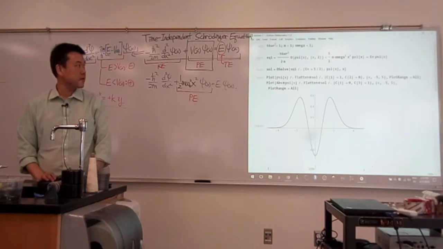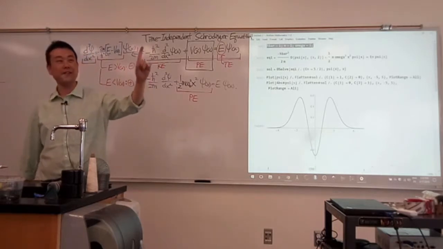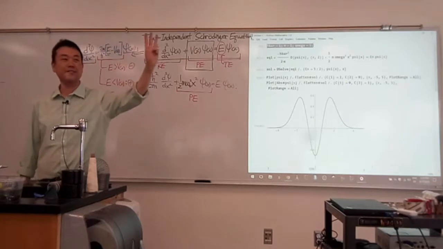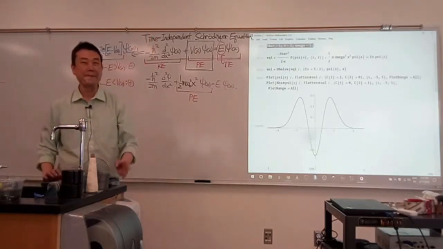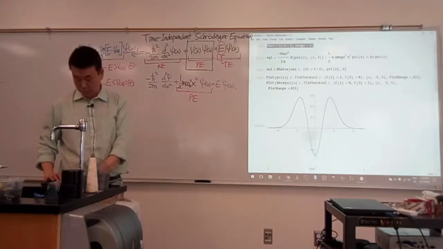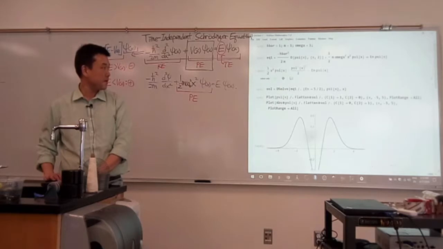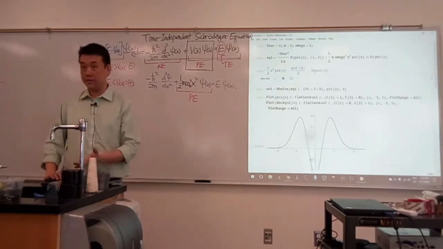So let me just set all these constants to 1. I'm essentially choosing a unit system where h bar is equal to 1, the mass of my particle is equal to 1, and the natural oscillation frequency is equal to 1. It's what they call natural units. So with that unit system, this equation becomes this form. It has only one undetermined parameter, energy. So you kind of have to plug in the values of energy.